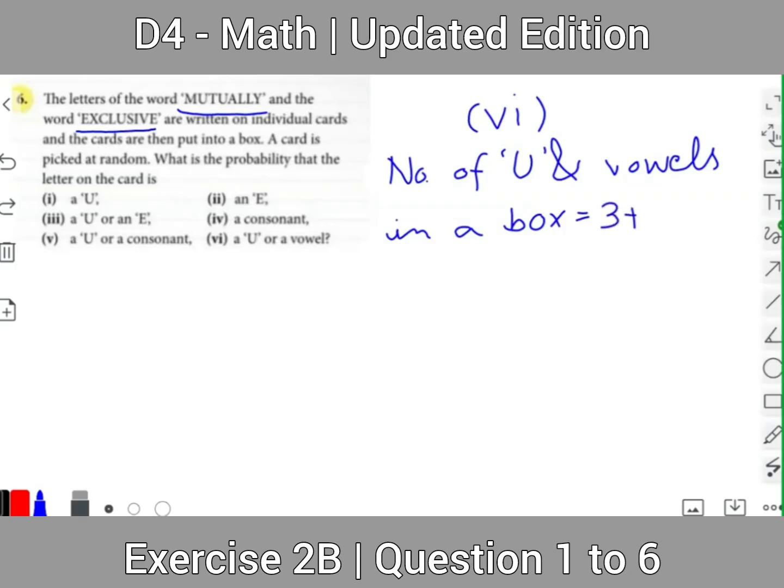Now the number of vowels. In the word mutually, we have one vowel, that is A. And in the word exclusive, we have four vowels. So 3 plus 4 is equal to 7.